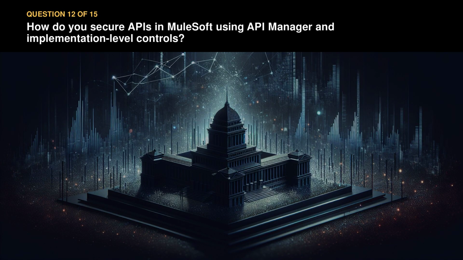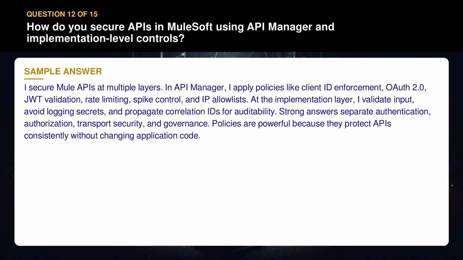Question 12. How do you secure APIs in MuleSoft using API Manager and implementation-level controls? I secure Mule APIs at multiple layers. In API Manager, I apply policies like Client ID enforcement, OAuth 2.0, JWT validation, rate limiting, spike control, and IP allow lists. At the implementation layer, I validate input, avoid logging secrets, and propagate correlation IDs for auditability. Strong answers separate authentication, authorization, transport security, and governance. Policies are powerful because they protect APIs consistently without changing application code.